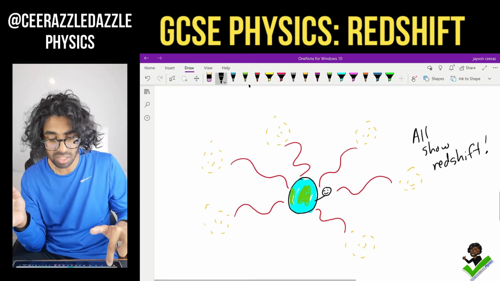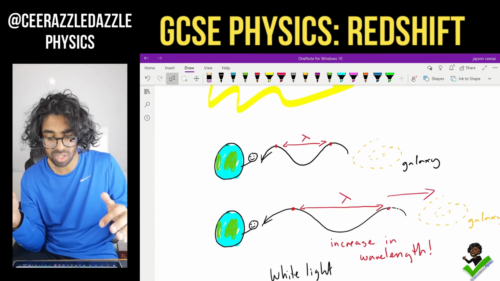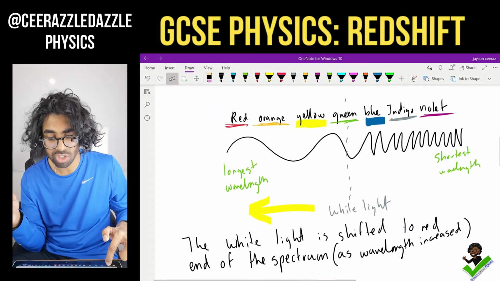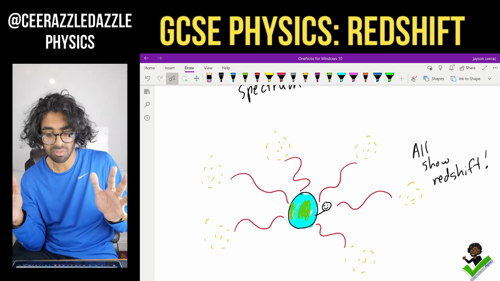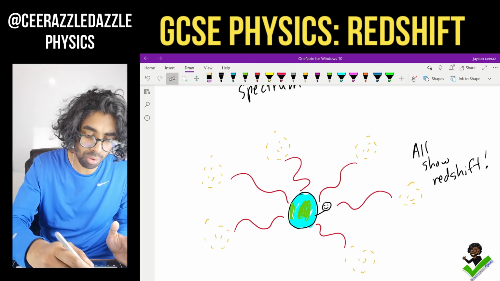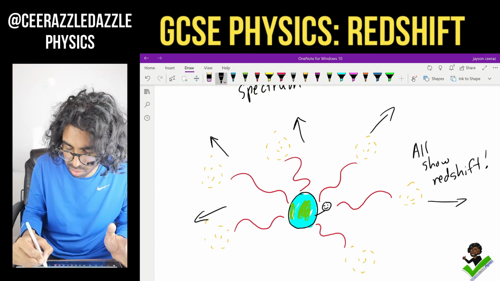Well, we just learnt about this. We said at the start that if the object is moving away from us, the wavelength increases. Therefore, we see the redshift. So if I know that all of them have redshift, that means that all of them are moving away. There we go. They are all moving away.